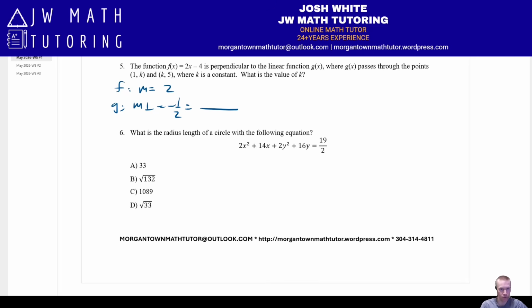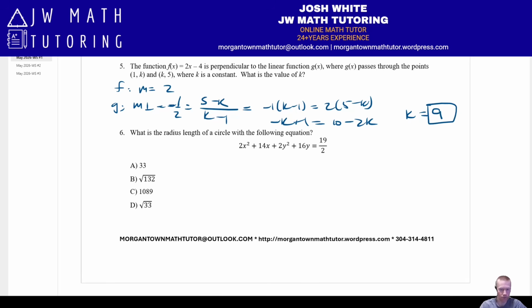And that would be equal to the change in the y values, 5 minus k, over the change in the x values, k minus 1. So now if you go ahead and cross multiply, I'm just going to put the negative on the 1 here. So it's negative 1 times k minus 1 equals 2 times 5 minus k. Negative k plus 1 equals 10 minus 2k. If I add 2k to both sides, I get k on the left. Subtract 1 on both sides, I get k equals 9. So that's my answer, and that's what you could plug in.